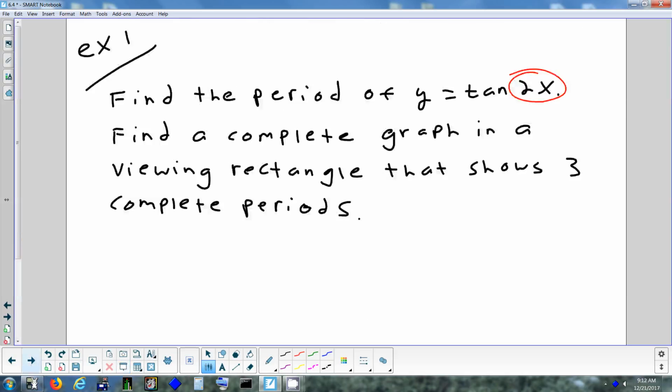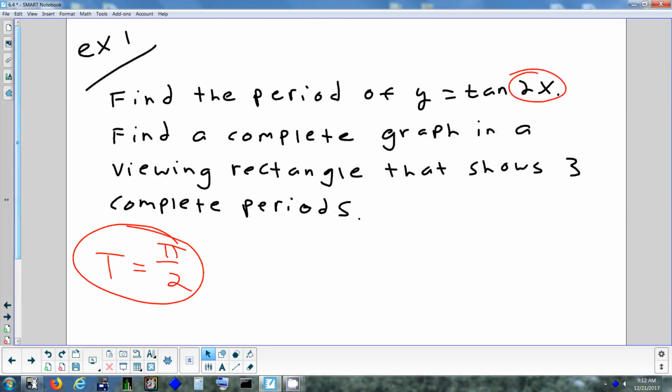All right, so let's see if we can find the period of this. And then I want to set it up on the calculator so I can see 3 complete cycles. Okay, for tangent and cotangent, can someone remind me, what's my formula to find the period? Rebecca? Pi over b. And what's b in this case? 2. So the period of this is pi over 2.